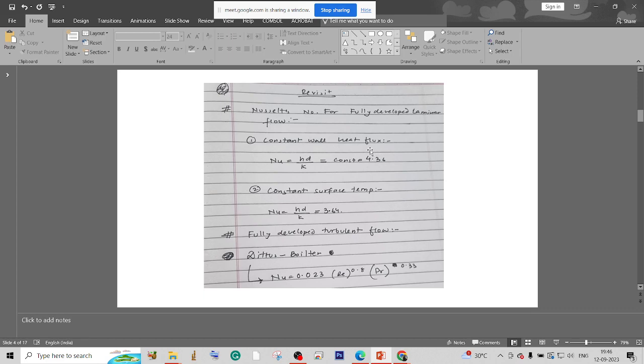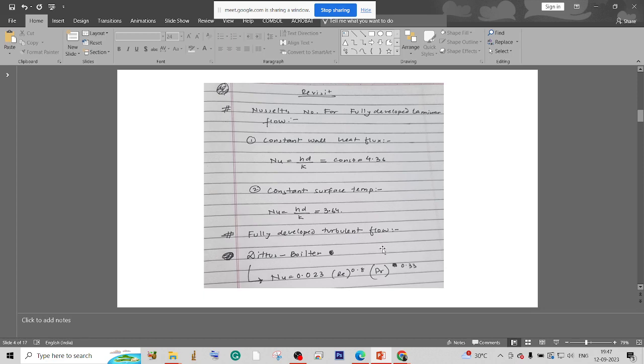So for constant wall heat flux, that I've already told you about, the Nusselt number we can take as constant, 4.36, for fully developed flow obviously. And for constant surface temperature, that is, when there will be conditions of condensation throughout the whole pipe while the fluid is flowing inside the pipe, in that case the Nusselt number we can take as constant, 3.64.